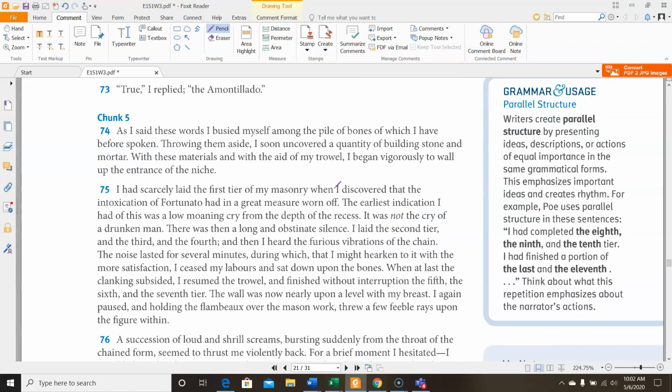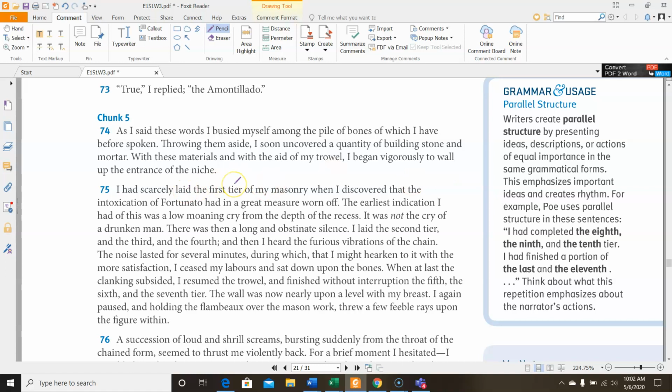As I said these words, I busied myself among the pile of bones of which I'd before spoken. Throwing them aside, I soon uncovered a quantity of building stone and mortar. With these materials and with the aid of my trowel, I began vigorously to wall up the entrance of the niche. So he's basically building a wall where that hole in the wall had been.